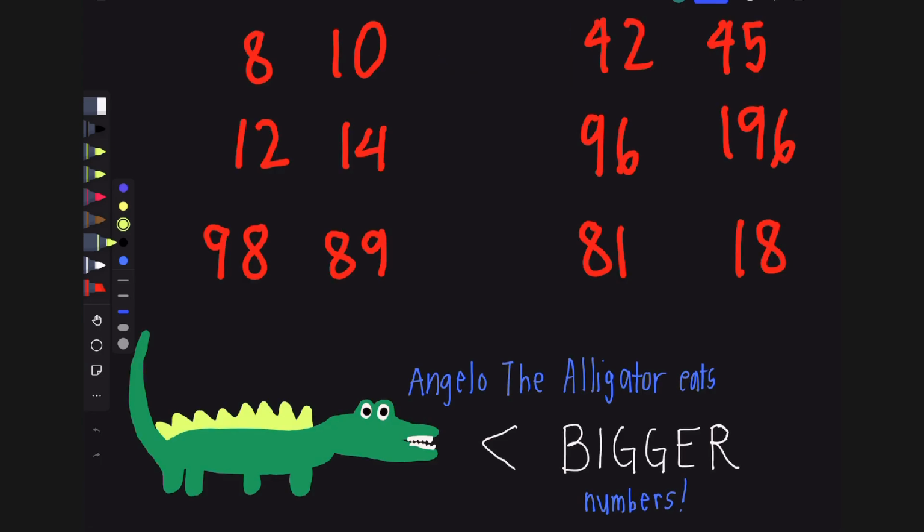And here are some other examples in case you wanted to try a couple more by yourself. You can pause the video or come back to it later. Thanks for helping Angelo get some delicious oranges.